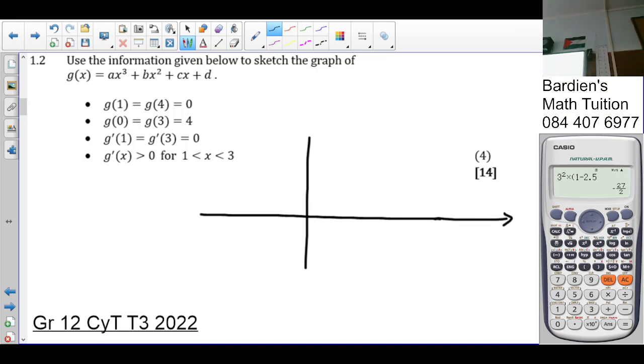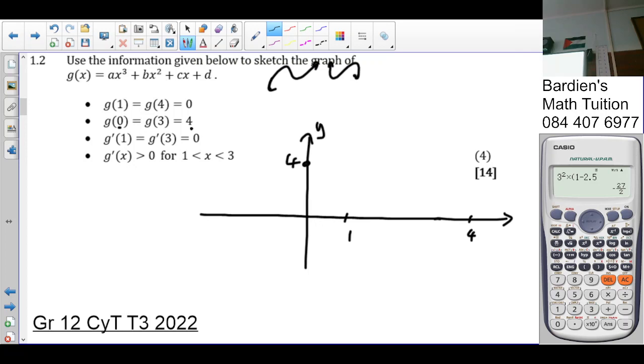You are told to use the information given below to sketch the graph of g of x equals ax cubed plus bx squared plus x plus b. So what type of graph is that? That is a cubic graph. Okay, so either the graph is going up then down, or first down then up. So g of 1 is equal to g of 4 is equal to 0, which means to say my x-intercepts are 1 and 4. g of 0 is equal to 4. When x is 0, y is 4. When is x 0? x is 0 on your y-intercept.